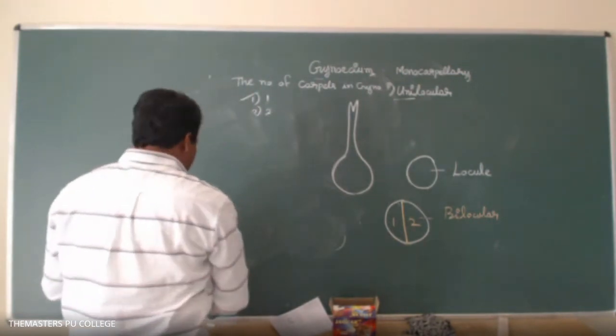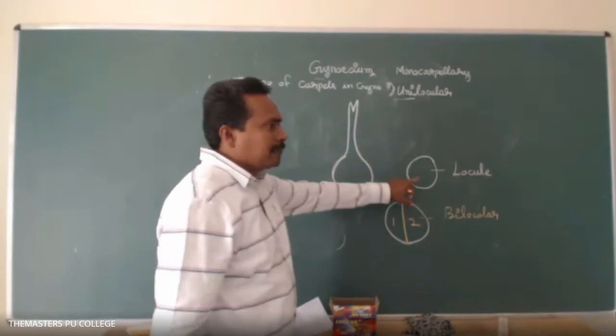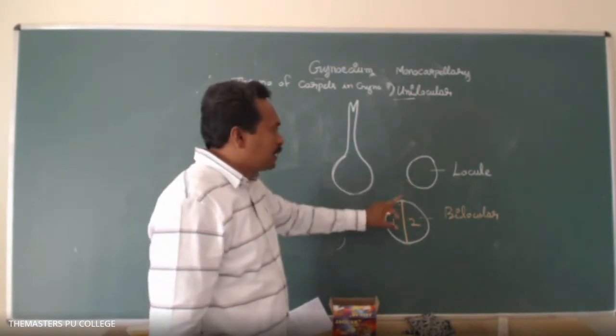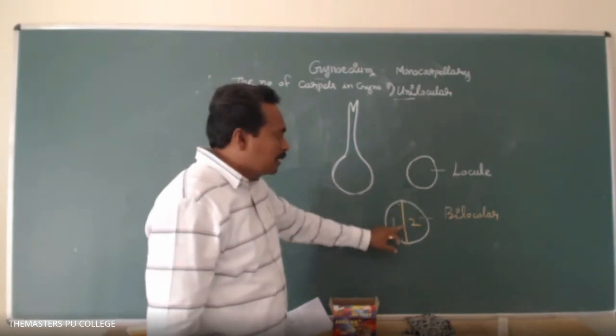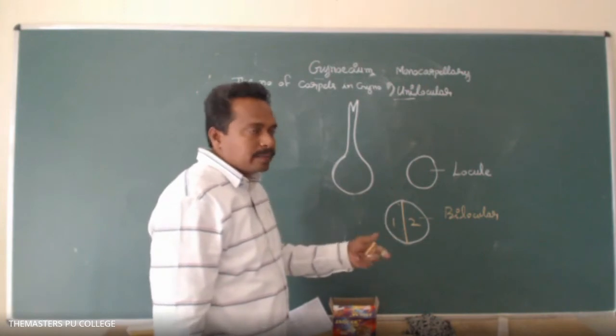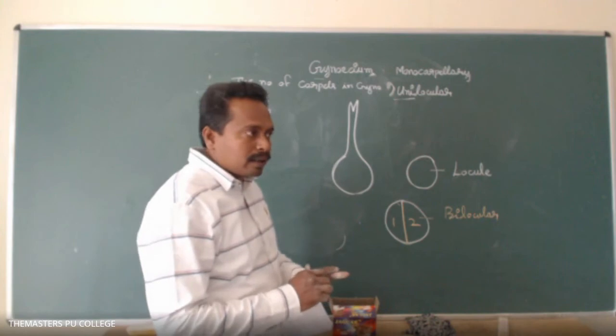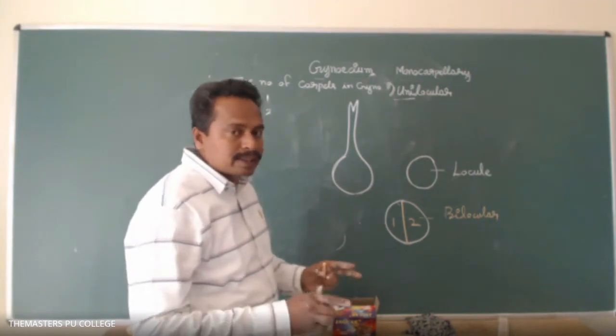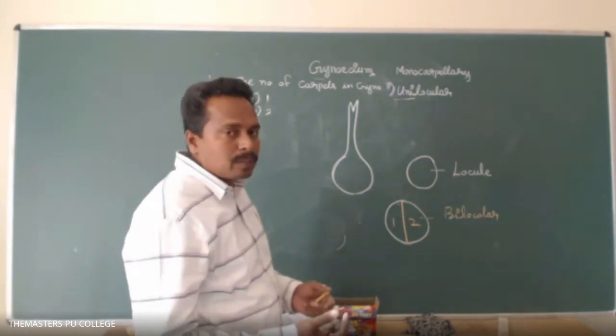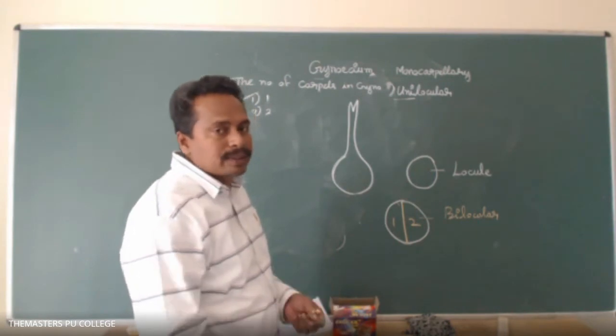So the number of locules varies. Unilocular means one locule, one cavity, one chamber is present. Bilocular means 2. Trilocular means 3. Tetralocular, pentalocular. So the number of cavities or chambers varies depending upon the type of plant flower.